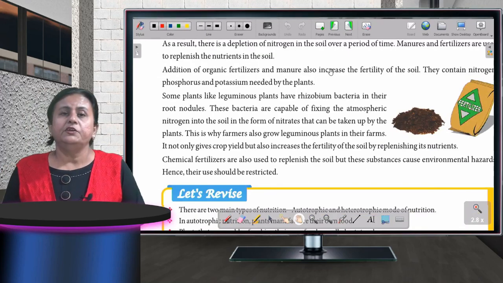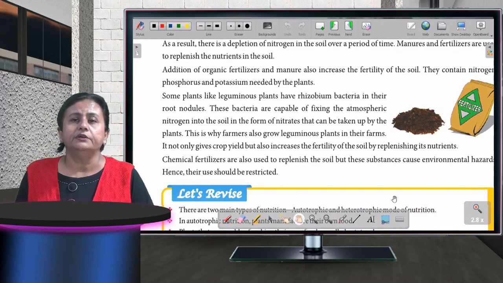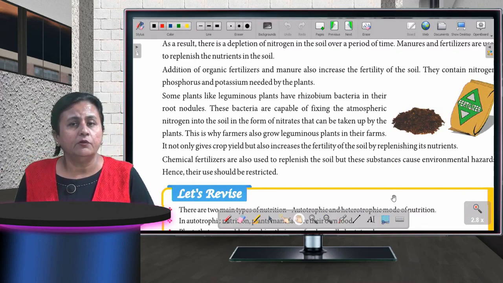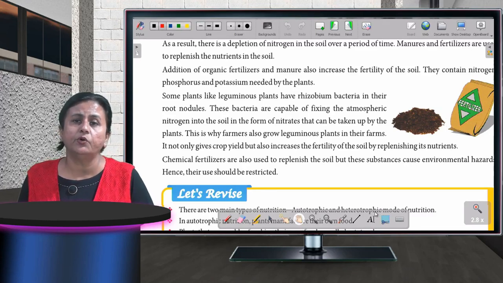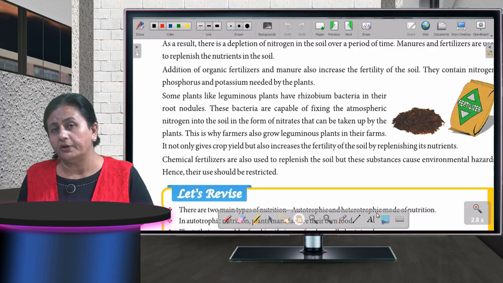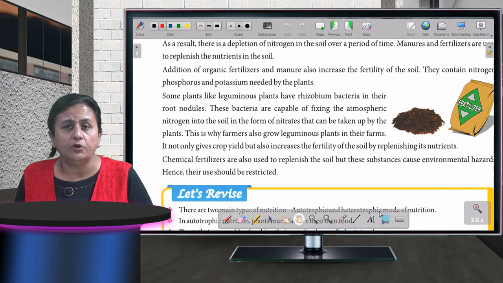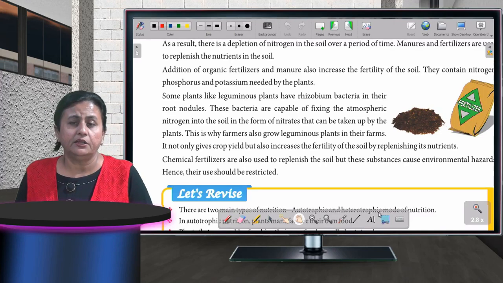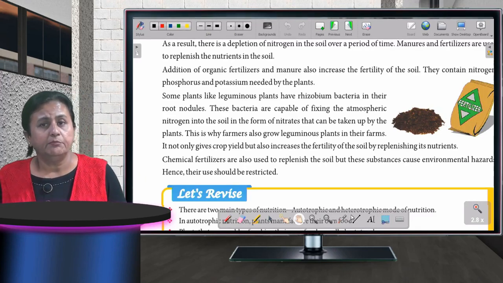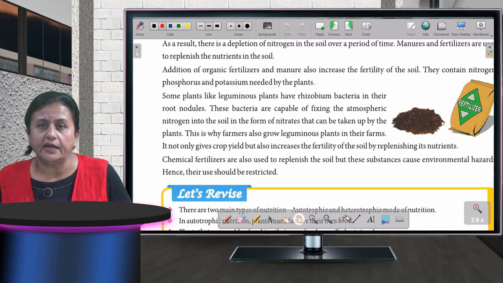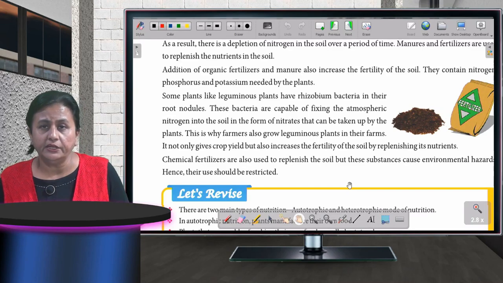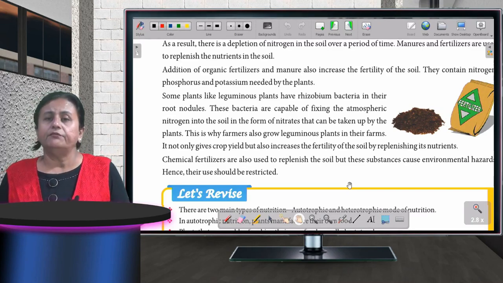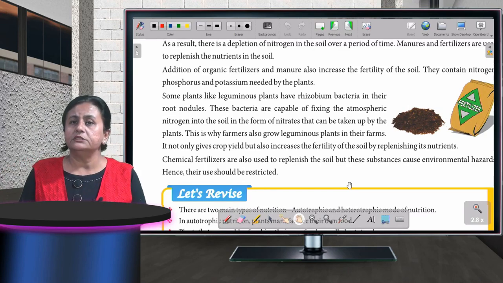So we should avoid using chemical fertilizers also. Always remember, whenever you want to increase the fertility of soil, you can add manure, you can add humus, but please avoid using chemical fertilizers, because after some time they start causing disadvantages. There are a lot of disadvantages, because the chemicals get into our body, and we start losing our immunity and start falling ill frequently. So chemical fertilizers should be used, but only to a certain extent.